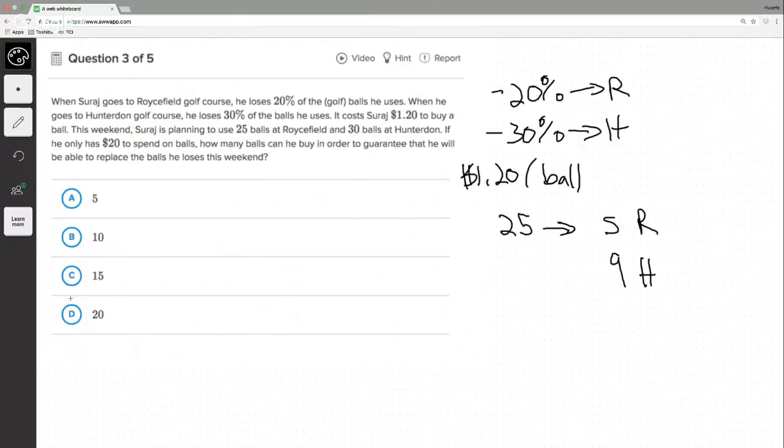So he's going to lose 14 balls. So he needs to buy 15 balls. He can't even buy 20 balls. 15, let's just make sure he can afford. Yeah, because that costs $18. So it's going to be C. I hope that makes sense.